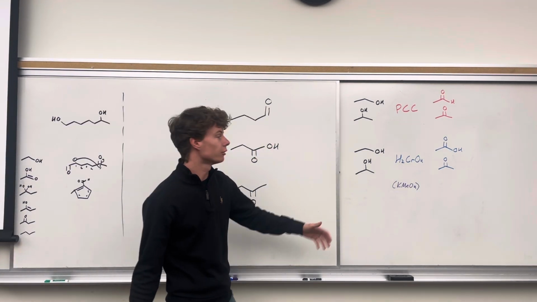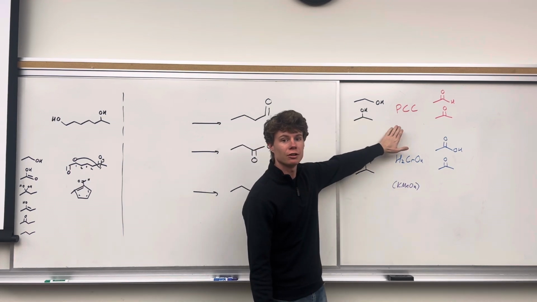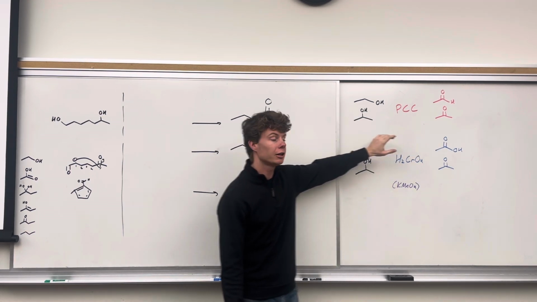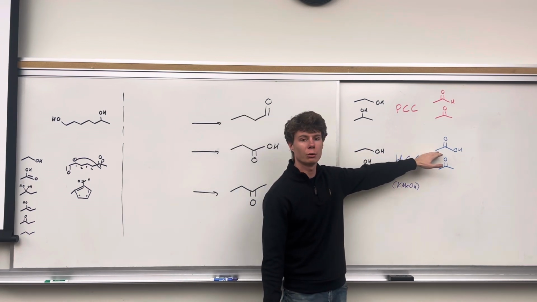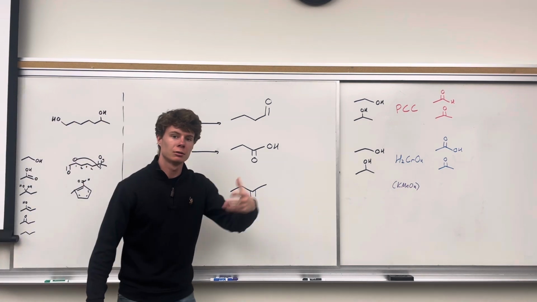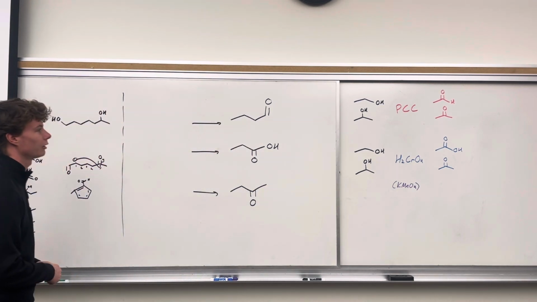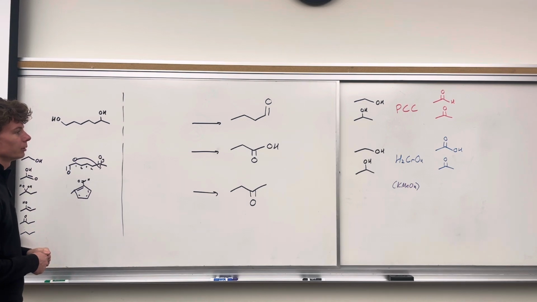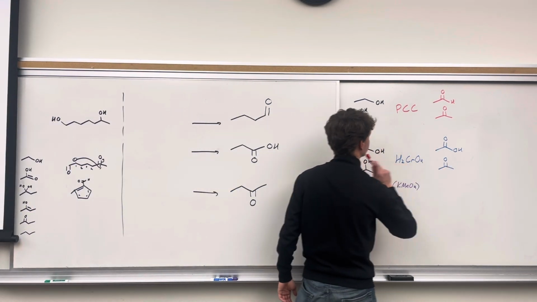And the only difference is their primary alcohols. Our weaker PCC can only oxidize it to an aldehyde. Our stronger chromic acid can oxidize a primary alcohol all the way into carboxylic acid. Chromic acid, carboxylic acid. Okay? That's how I would remember it. Chromic acid all the way to carboxylic acid.